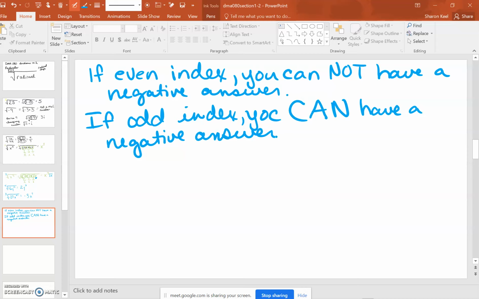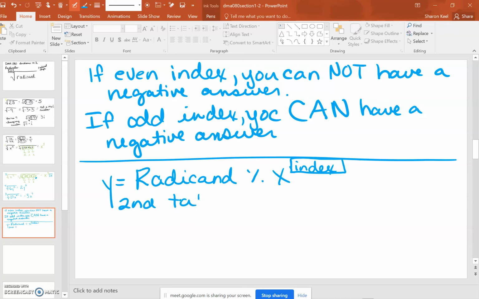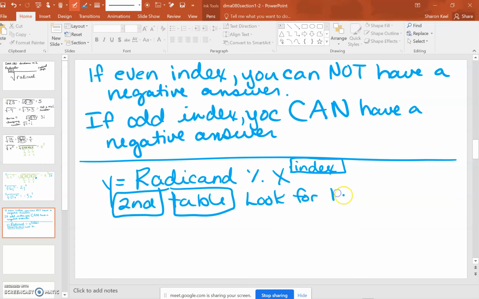Let me show you another way to find if something is a perfect root. We're going to go to y equals on the calculator, and we're going to type in the radicand divided by x, and where the exponent would go, we're going to put the value for the index. We're then going to press second table, and we're going to look for 1 in the right column.